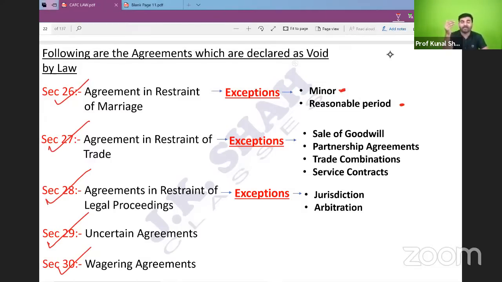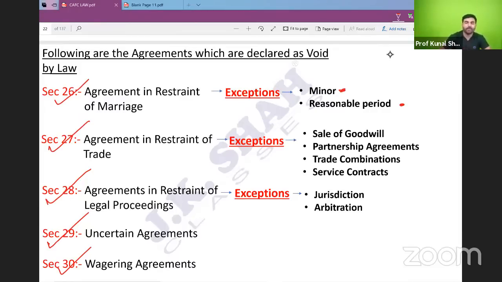If you're stopping a person for not getting married for a reasonable period of time, then yes, it will be considered as valid in nature. What is reasonable? It is not defined. It keeps on changing from person to person, situation to situation, time to time. So, section number 26. Agreements in restraint of marriage, not allowed. But in case of minor or in case of a reasonable period of time, it will be considered as allowed.